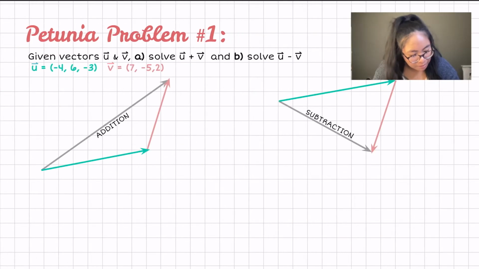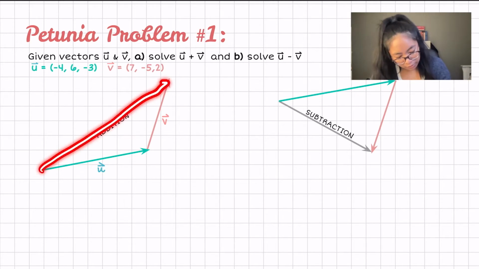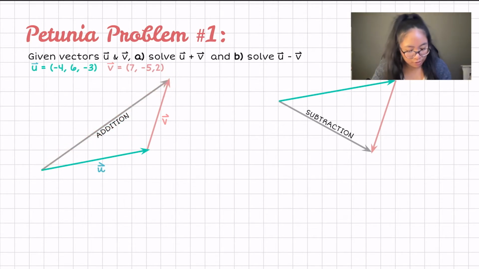The first problem is, given vectors u and v, solve for u plus v, and then part b is solve for u subtract v. So we're going to use this visual over here. We see vector u here, and then v here. We connect it tail to head, and we result in this gray vector. To figure this out, we're going to write down u plus v. We're going to be adding their components essentially.